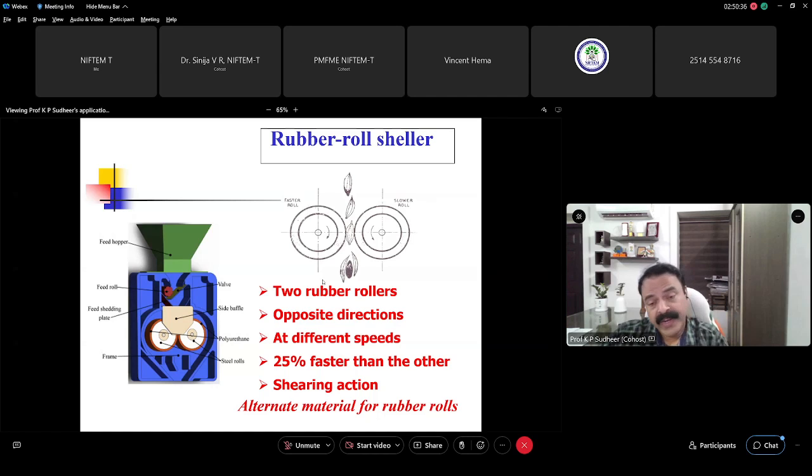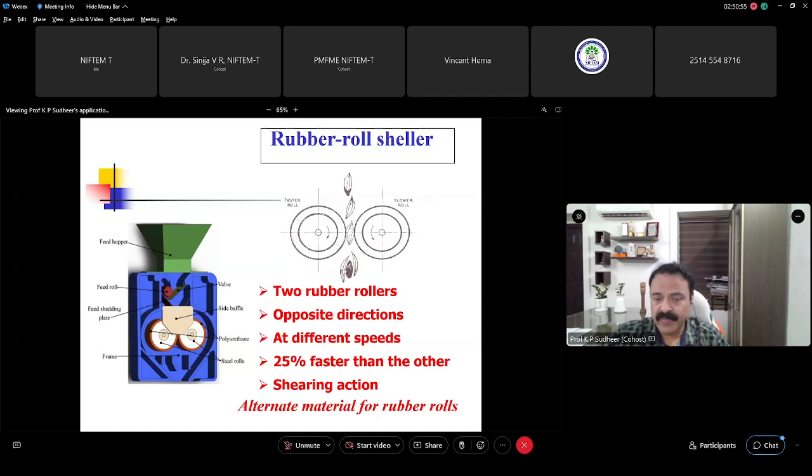But in the huller, we can remove the husk as well as the bran in a single stretch. But the problem is that we will not get the bran separately, okay? Husk separately we will not get. So we cannot effectively utilize this bran for bran byproducts, okay? It is not possible, because it is always mixed with the husk.